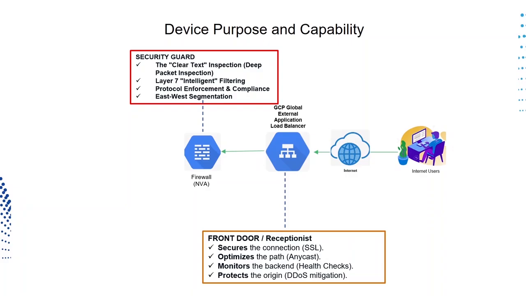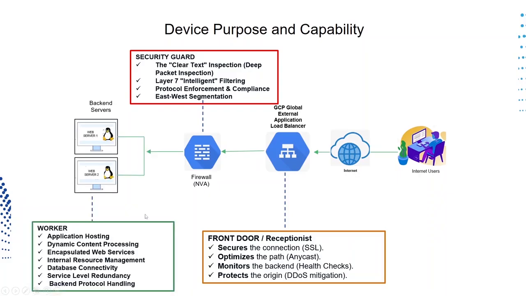Then it implements east-west segmentation. Because the firewall sits between our subnets, it prevents lateral movement. If one server is compromised, the threat is contained, and the rest of your infrastructure remains secure. This isn't just a firewall, it's a proactive zero-trust gatekeeper. We can call this, in layman's terms, our security guard.